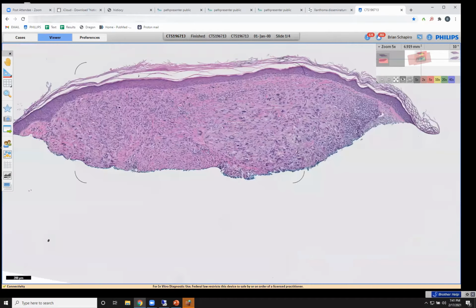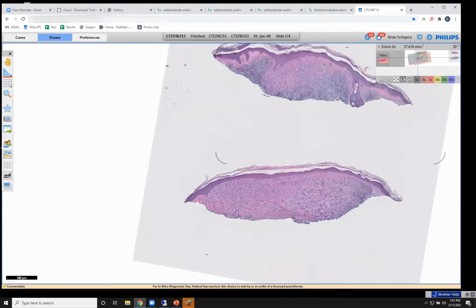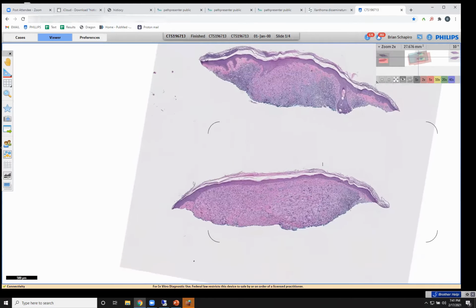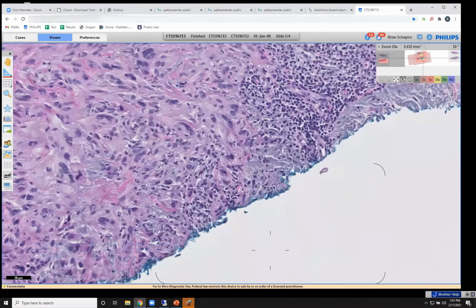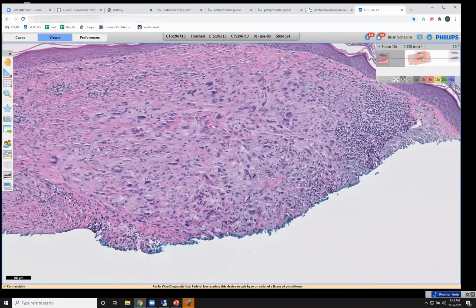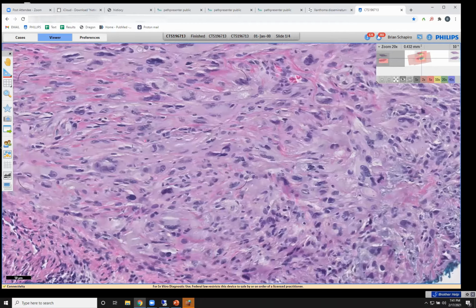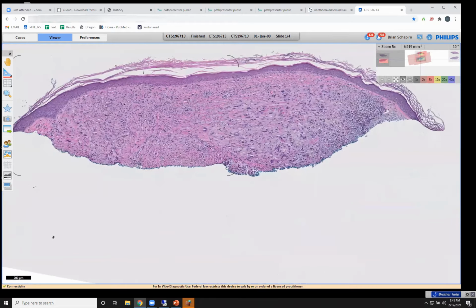So I'm going to show some of our cases. The first one here is an adult, a lesion on the nose. You can see a lot of sun damage and a mononuclear cell infiltrate with giant cell formation and some wreath-like pattern.